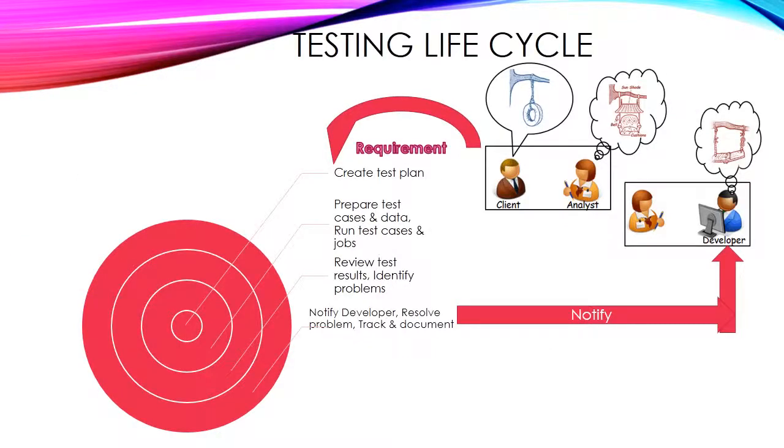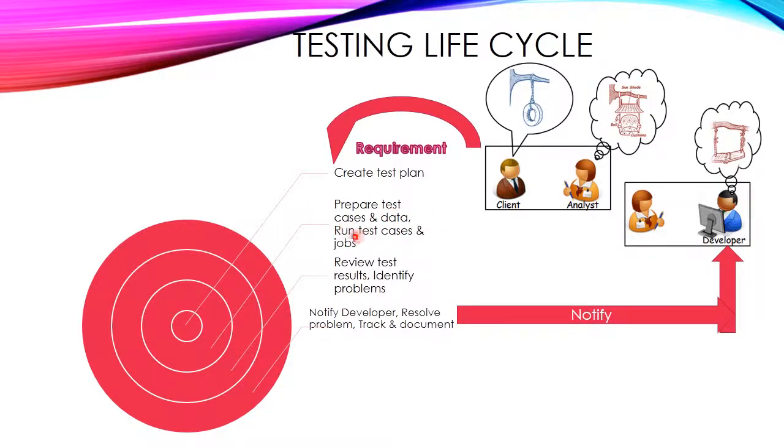Now, the testing life cycle. What is the big deal about it? The testing life cycle is all about where it starts, who the entities and participants are as part of the testing, and what they do. It starts with the business analyst taking the requirement from the client. That requirement gets to the QA, and the QA creates a test plan from the system integration test perspective. This process covers the entire end-to-end process of system integration testing. It prepares test cases and the data.